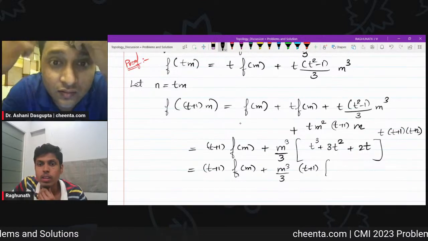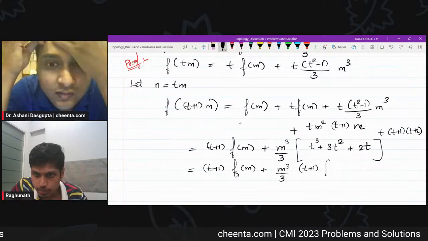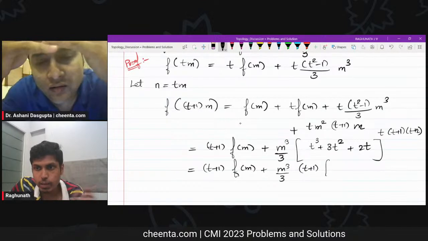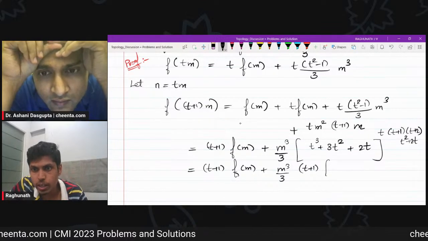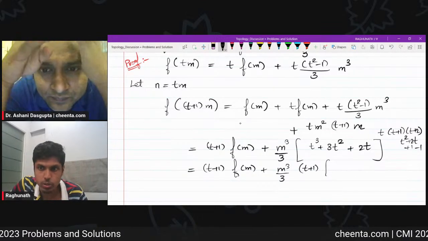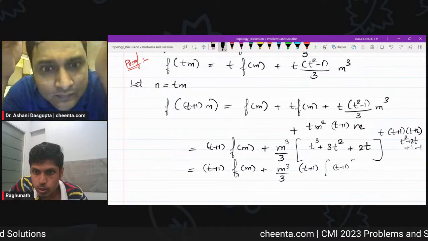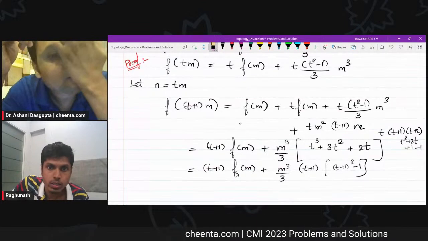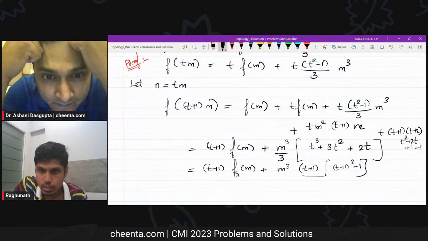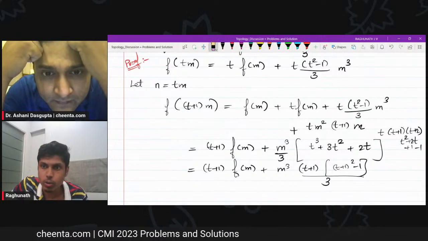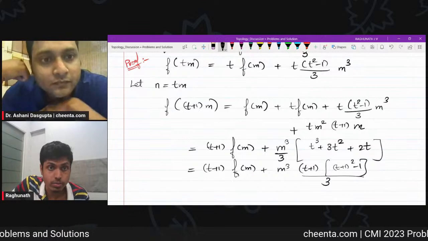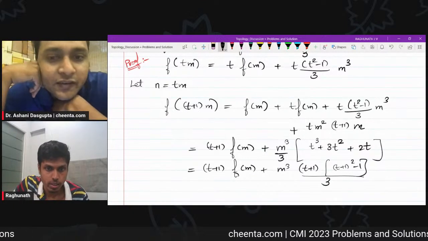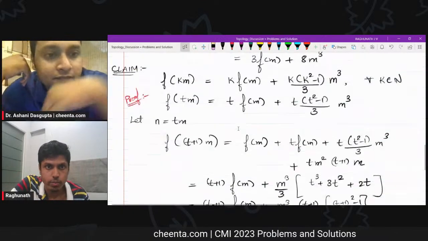Now I will take the t plus 1 common, just factorizing this, taking t plus 1 common, and this is t square plus 2t. That can be written as t square plus 2t plus 1 minus 1, which is t plus 1 whole square minus 1. And this by 3 comes like this. And this proves the induction for k equal to t plus 1. So hence this is our claim.